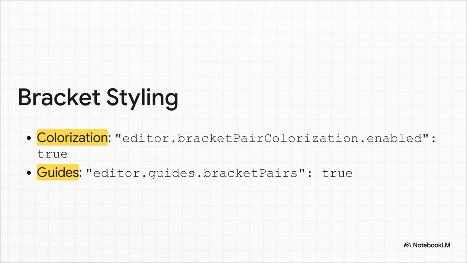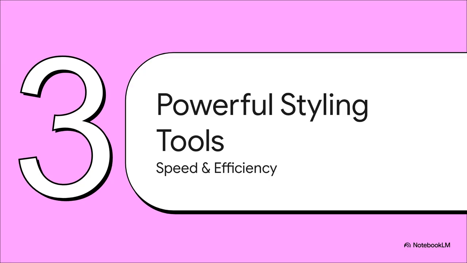First, you turn on bracket pair colorization. Instantly, every pair of matching brackets gets its own color. Then, to make it even more obvious, you enable bracket pair guides, which draws these nice little lines connecting them. And just like that, what was a tangled mess of code is now this perfectly orderly, easy-to-follow structure. So, a good look is one thing, right? But a real pro, a master stylist, also has to be efficient.